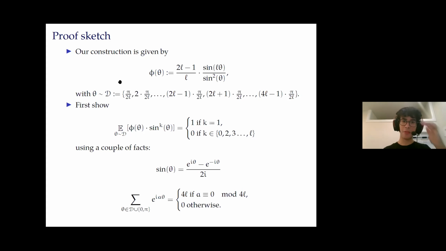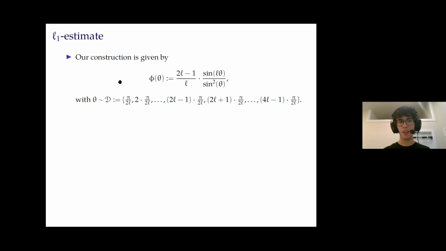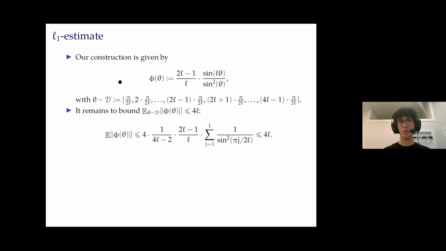Okay, so I have told you that it works for the powers, but I still haven't given you the L1 estimate. For the L1 estimate we need to bound this absolute value here. The way we do it in the paper is we take the numerator sine of L theta and replace it by 1, because it's always upper bounded by 1. And we can argue that this is bounded by 4L, because we can lower bound the sine squared by a linear term, and it works out.